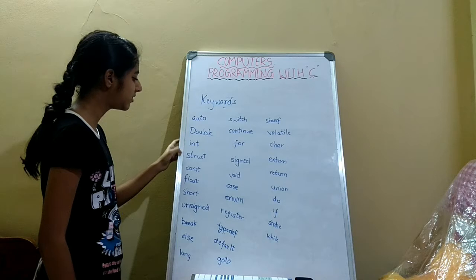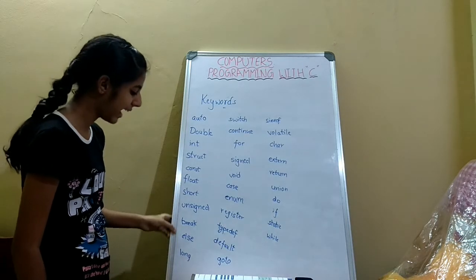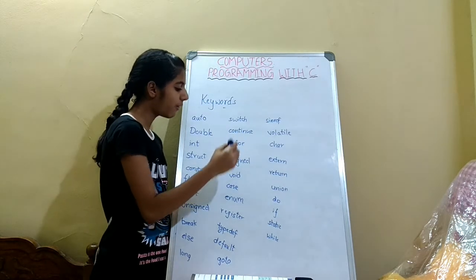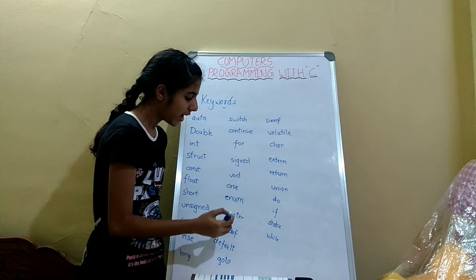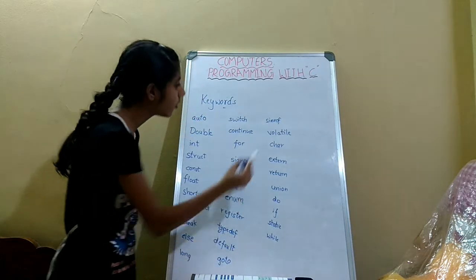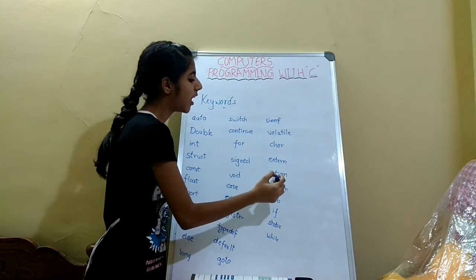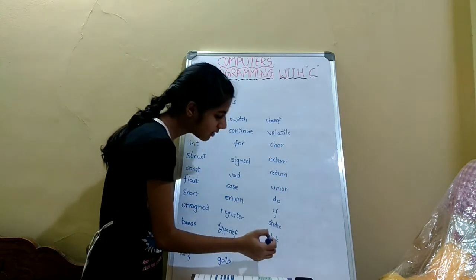Auto, double, struct, const, float, short, unsigned, break, else, long, switch, continue, for, signed, void, case, enum, register, typedef, default, goto, sizeof, volatile, char, extern, return, union, do, if, static, while.